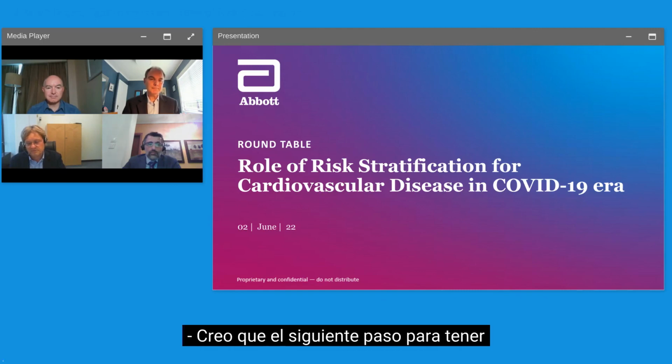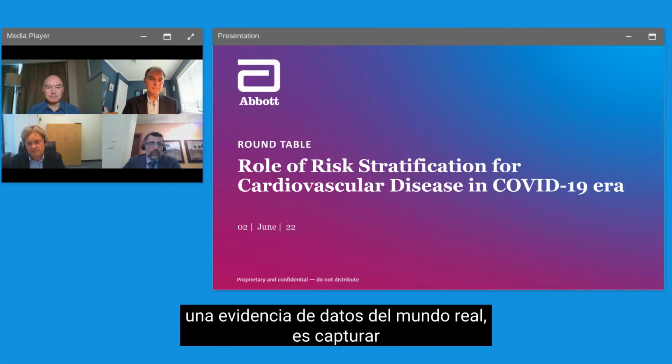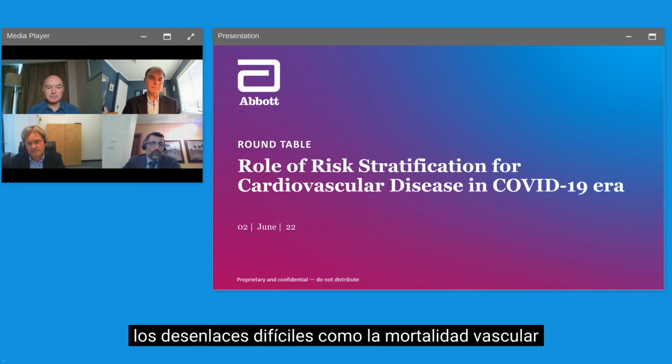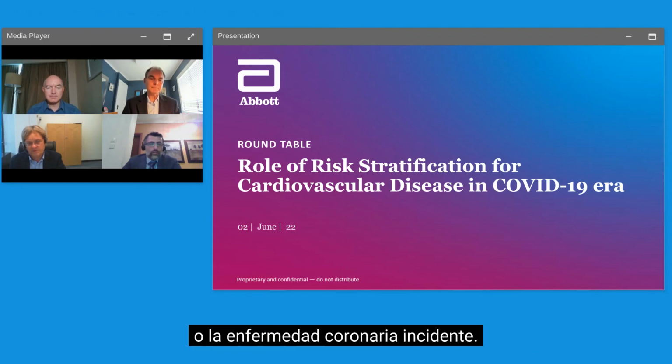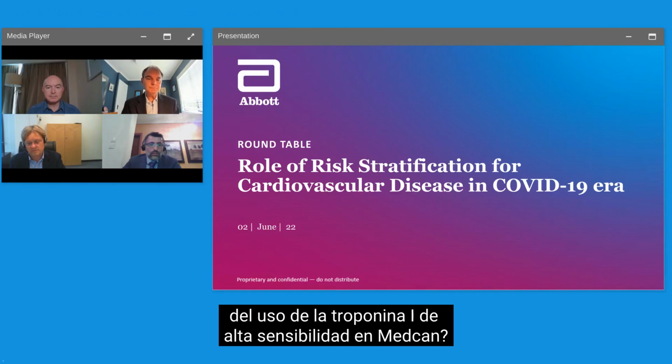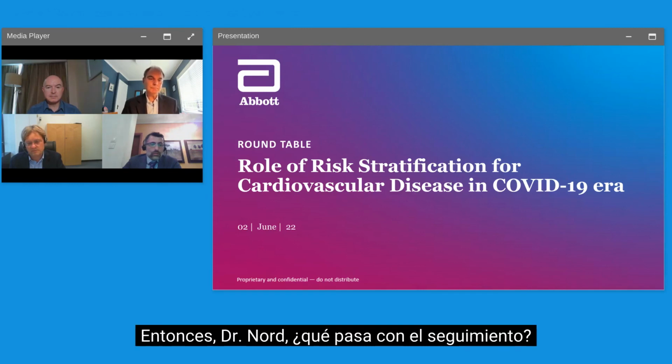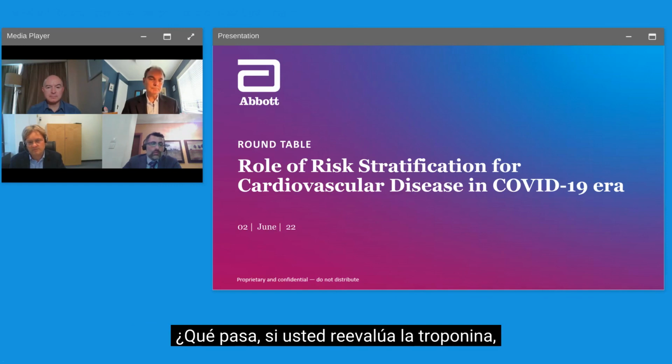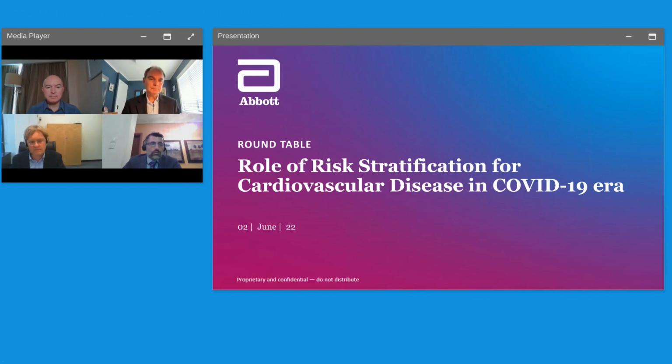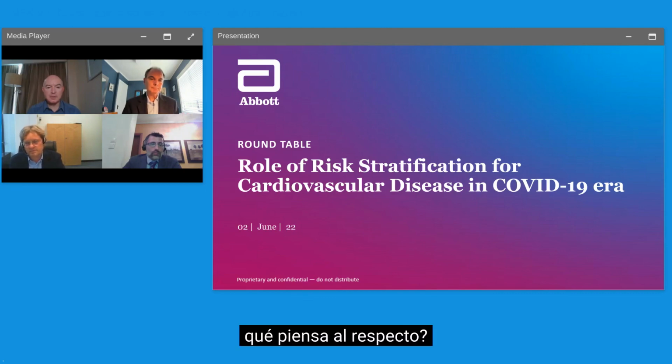I believe that the next step for having real-world evidence data is to capture the hard outcomes, like cardiovascular mortality or incident coronary artery disease. I would like to learn more about that, and about the standard of practice for using high-sensitivity troponin I at Medcan. So, Dr. Noll, what about the follow-up? What about if you reassess the troponin? What are your thoughts?